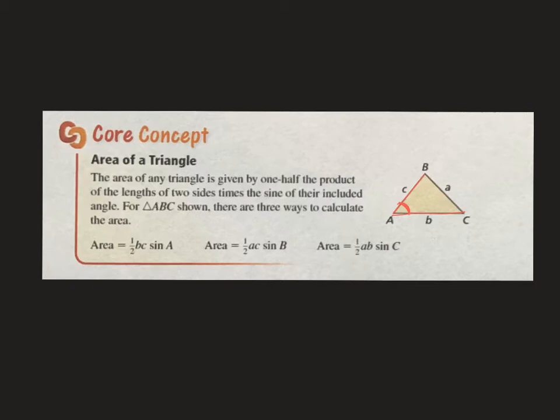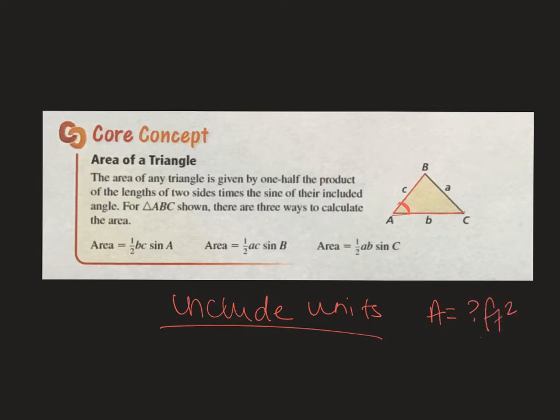Don't forget to include your units when you're finding the area. If it told you that the side lengths were in feet, then when you find your area, it would be in feet squared. So don't forget to add your units, whatever those may be. If it doesn't give you a specific unit, add a generic unit squared at the end.